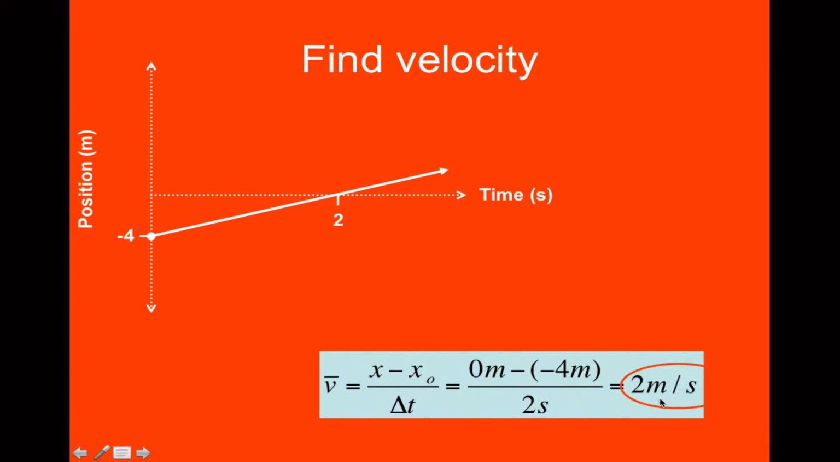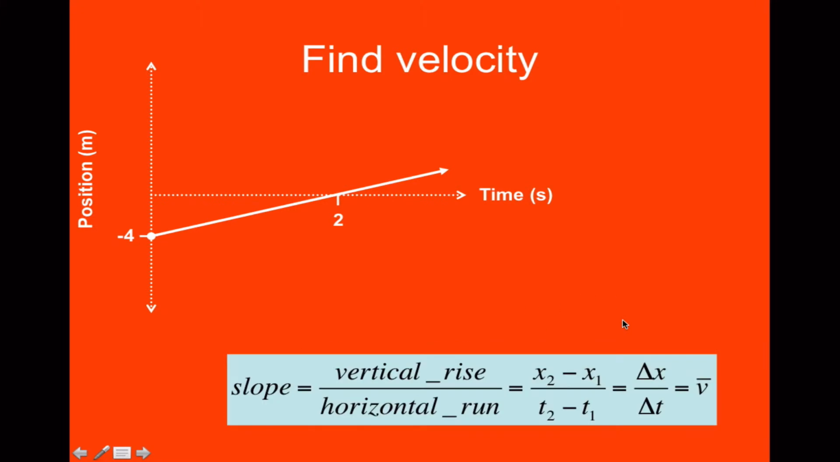We get a positive number, a +2, and just by way of review, it should be positive. This is a positive slope. If you didn't get a positive number, you would know you screwed up. So it went up 4 units. It went from -4 to 0, so it went positive 4 units of distance in 2 seconds. Its velocity is 2 meters per second.